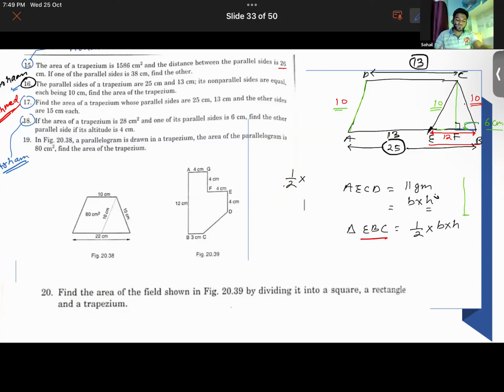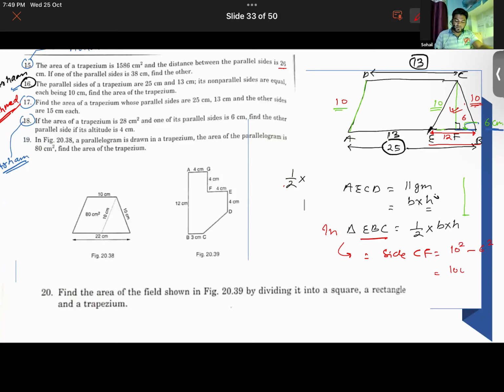Getting it what I'm trying to say? So that will be then 6 centimeter. That is how it is 6 centimeter. So ye hamara 6 hai, ye hamara 10 hai. So can't we find this height over here using the Pythagoras theorem? Yes sir. So in triangle EBC, side CF will be 10 square minus 6 square.